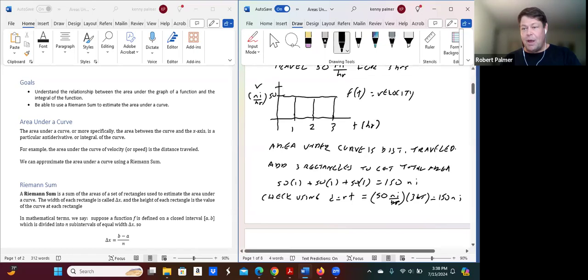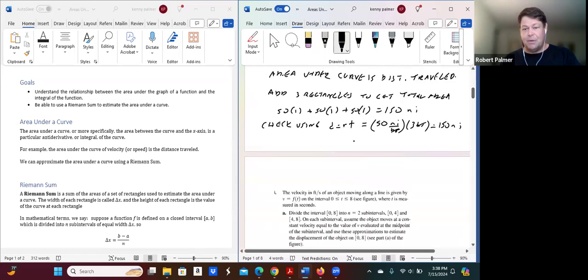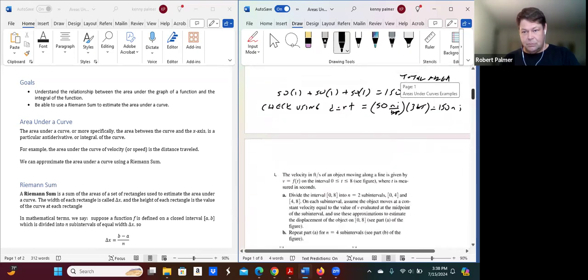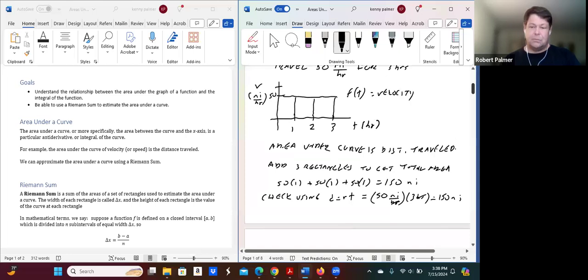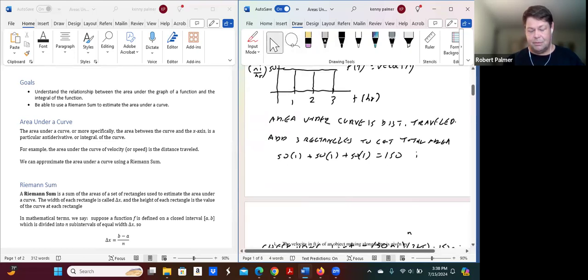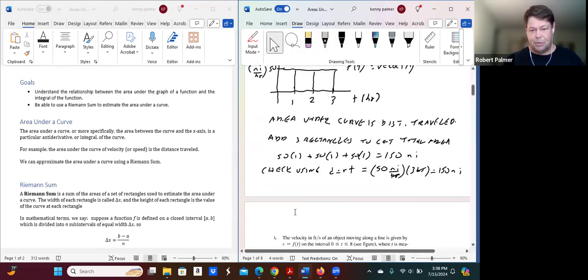Now, what if you have a more complicated speed curve? Actually, I need a little more space here. Let me go right here. Actually, go down here.